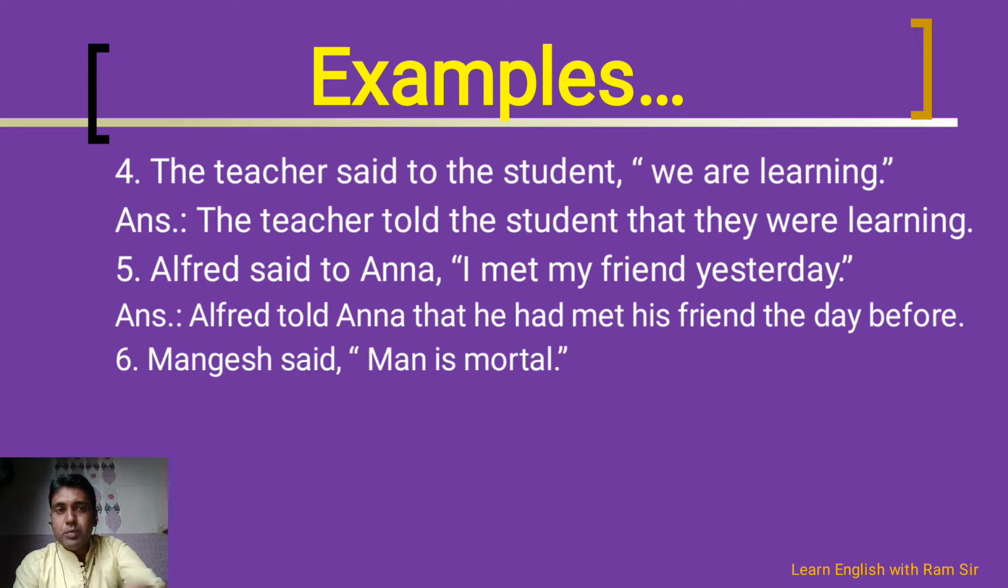The next example here we are going to discuss, that is, Mangesh said man is mortal. What is the example? Mangesh said man is mortal. So here, if you apply the rules which we have just discussed, your sentence will be wrong. Let me tell you the reason. Because here, whatever the part we have in inverted commas, this particular sentence is a habitual fact. Why? Because every person dies. हर एक इंसान मरता है, right?